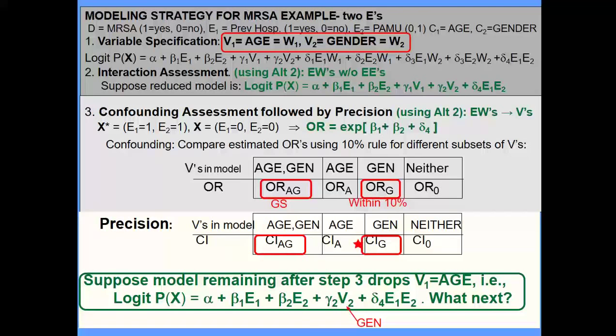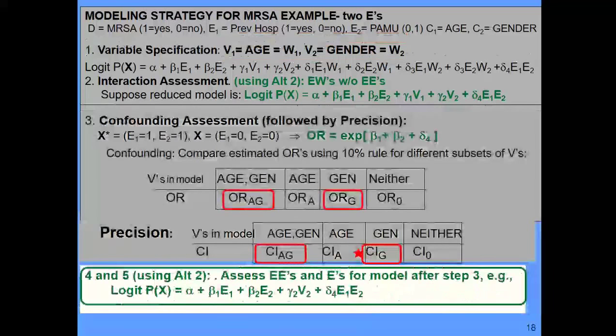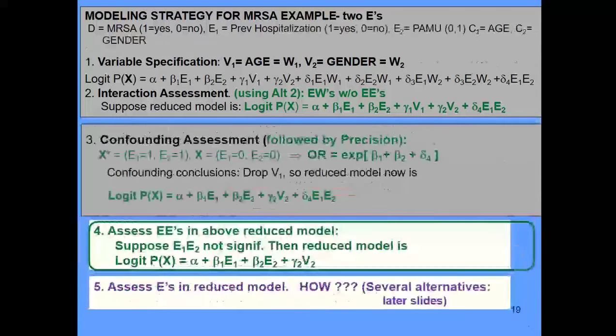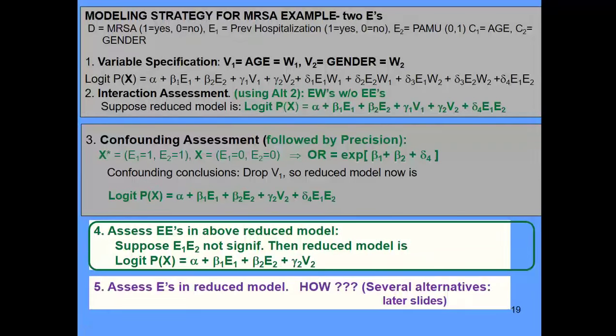But now, what happens if E1 times E2 is not significant? What do you do? Now let's say where we go. So suppose E1 times E2 is not significant, so the reduced model looks like this. I got rid of all the product terms somehow, either by alternative 1 or alternative 2. Suppose the model doesn't have any product terms. It just has the 2 E's and just has gender in there.